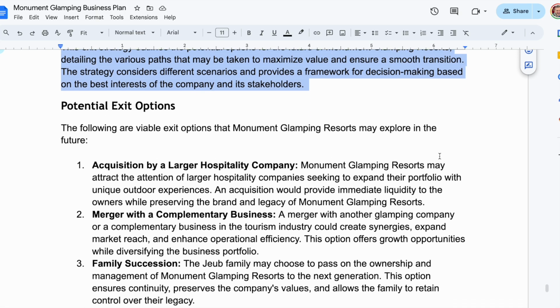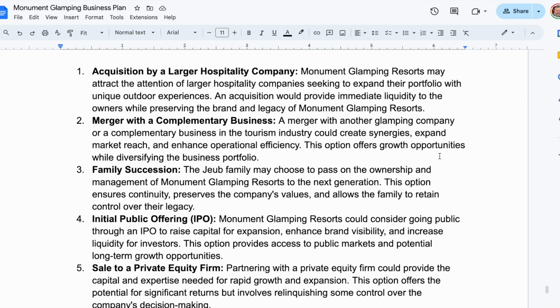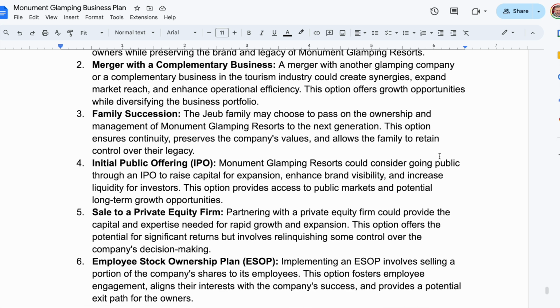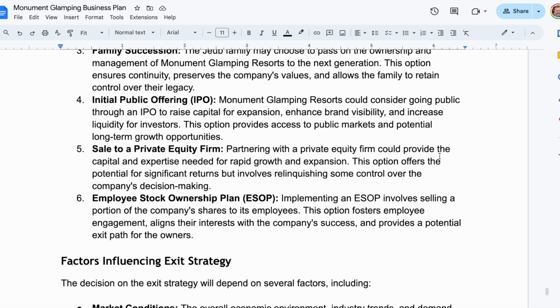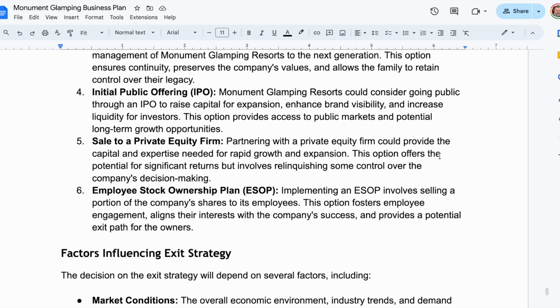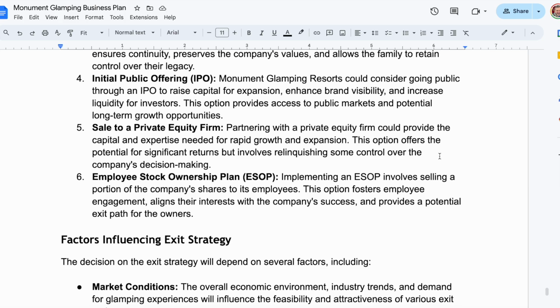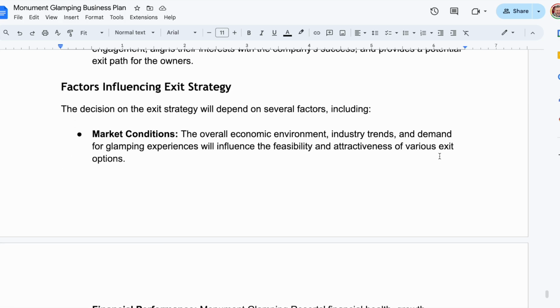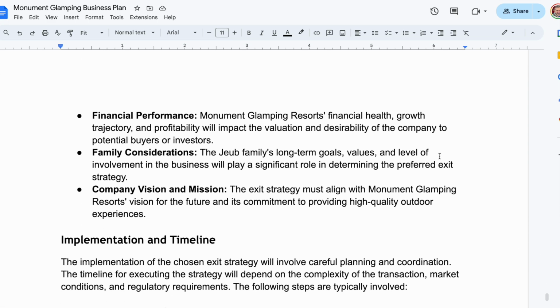And then I list some potential exit options. I'm not going to read all of them, just going to read the headings: acquisition by a larger hospitality company, merger with a complementary business, family succession, initial public offering, sale to a private equity firm, and employee stock ownership plan, an ESOP. So those are just different options that I'm just putting out there, that these are possible exit strategies. And what will influence the exit strategy are market conditions, financial performance, family considerations, and company vision and mission.